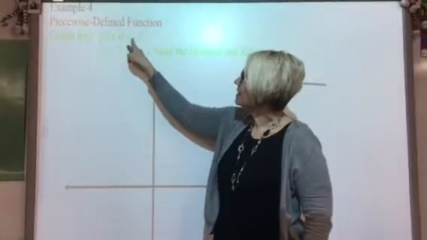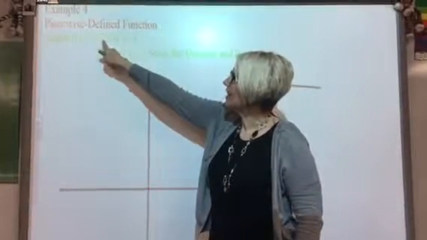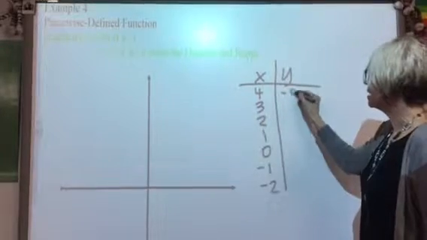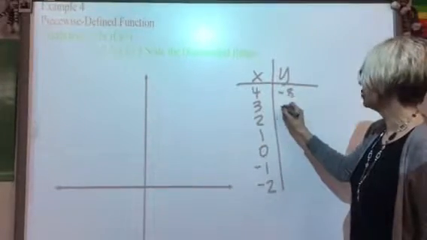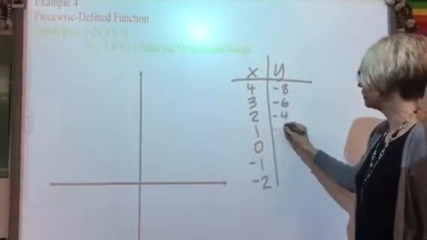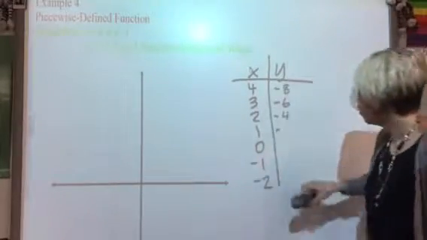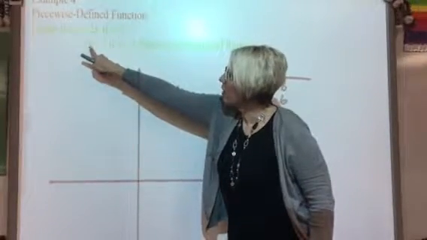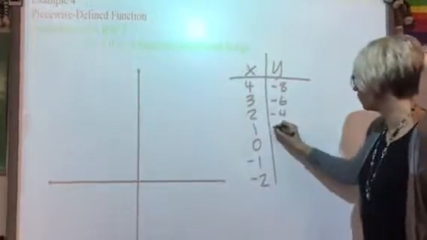So when x is greater than 1, I'm going to plug in x here times -2. So this is going to be -8. 3 times -2 is -6. 2 times -2 is -4. 1 times -2, 1 is equal here, so I have to plug it into this function. So it's 1 plus 3, which is 4.